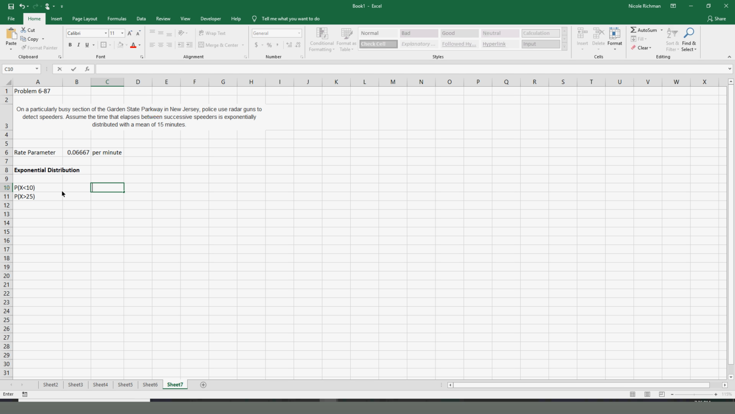Whenever we see e, again, it's the exponent. I know this sounds weird because we're actually using 1 minus, but the next one's going to be 1 minus 1 minus. So the formula for the less than is 1 minus exp, the exponent of negative our rate parameter. So in this case, 0.0667 times 10.